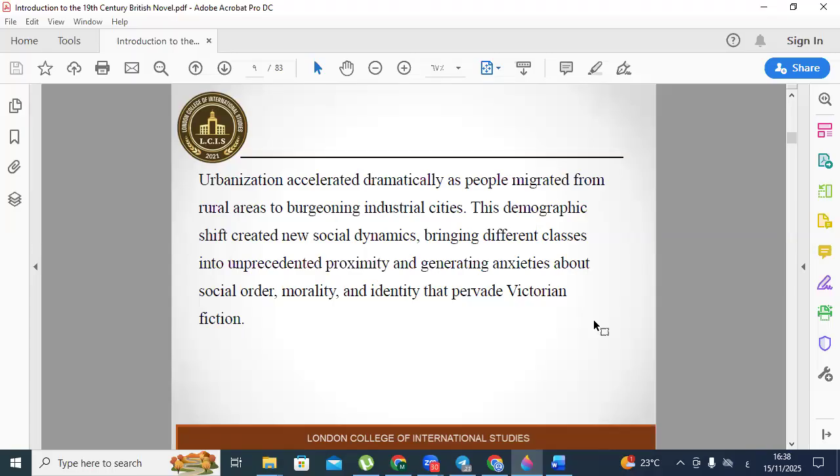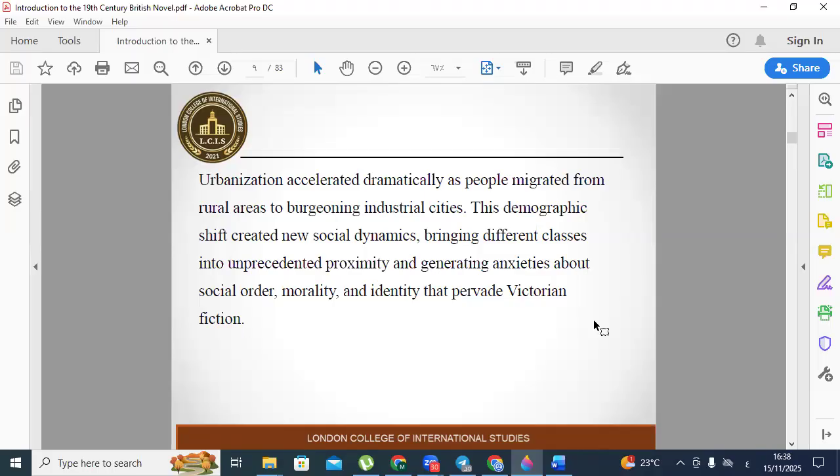Victorian novels are obsessed with the city. Think of Dickens' London, teeming, diverse, exciting, dangerous. Cities appear as spaces of opportunity and threat, liberation and corruption, connection and alienation. Urban settings allowed novelists to bring diverse characters together in ways rural settings couldn't. The city became a character itself in many novels, a complex, contradictory force shaping individual lives.